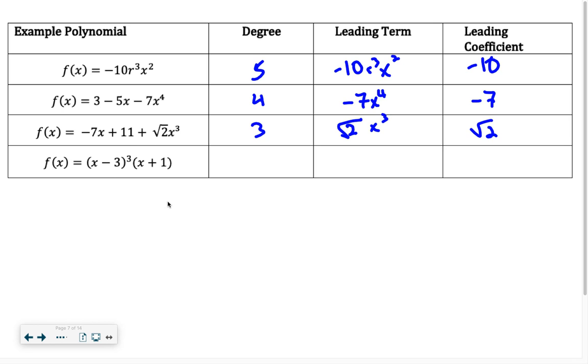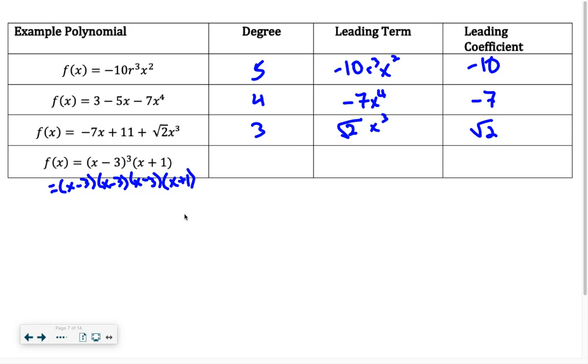Now, this last one looks a little bit different. But if we're only concerned with finding the leading term and the degree and the leading coefficient, we don't need to multiply this entire thing out. It might help if we just think about what this means. This means I want x minus 3 times x minus 3 times x minus 3 times x plus 1.